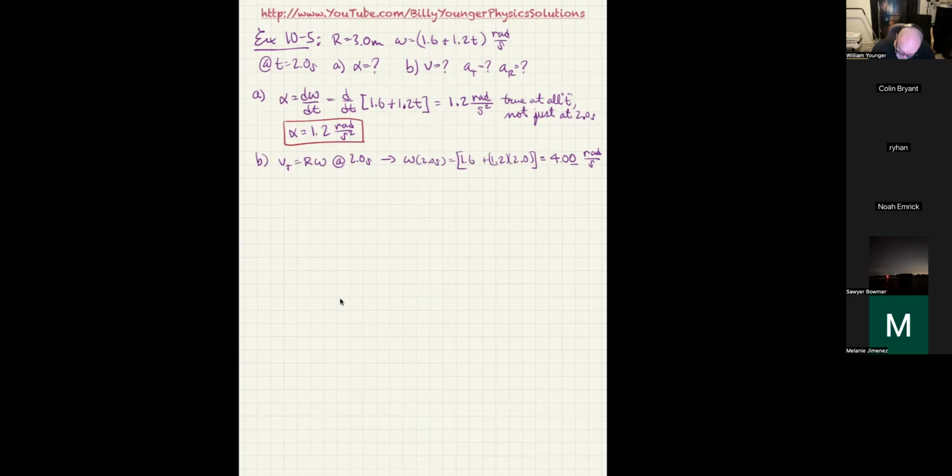So now I have the omega. Now I can calculate that V T is equal to 3.0, notice I added an extra digit that's not a sig fig, times the omega, which is 4.00 radians per second. So now you can see that I get 12.0 meters per second is the tangential velocity at t equals 2.0 seconds. That makes sense to everyone?